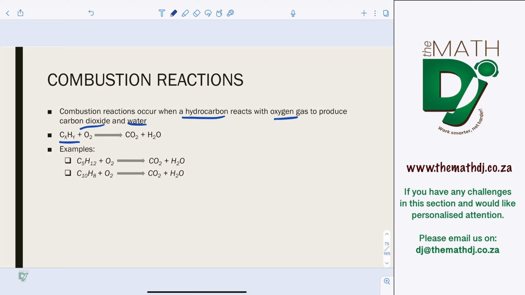So in this case, we have C5H12 plus oxygen to form carbon dioxide and water. But remember, this one is not balanced. So if we were to balance it, you see this side, there are 5 carbons. So on this side, there should also be 5 carbons. So if you put 5 here, then hydrogens, there are 12.